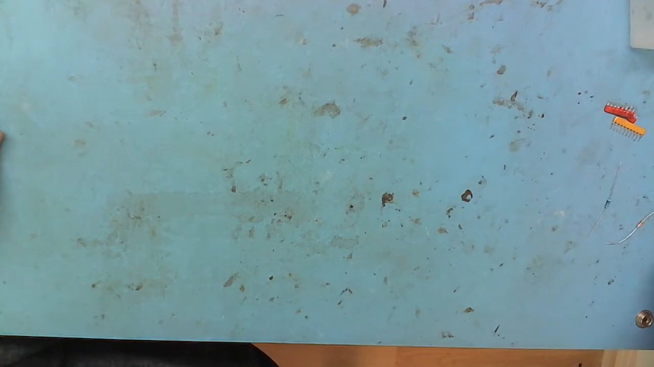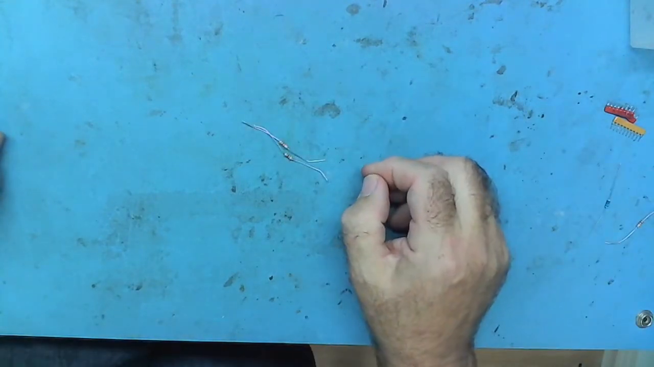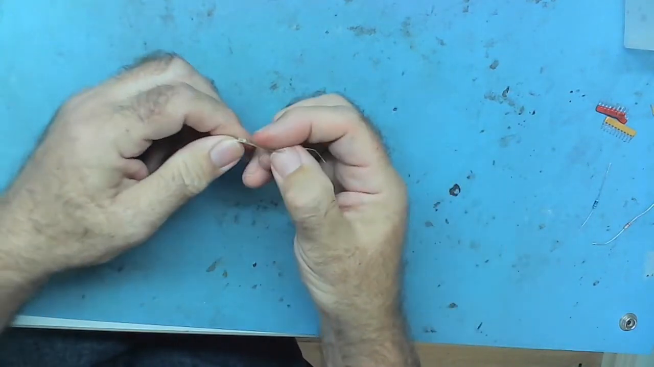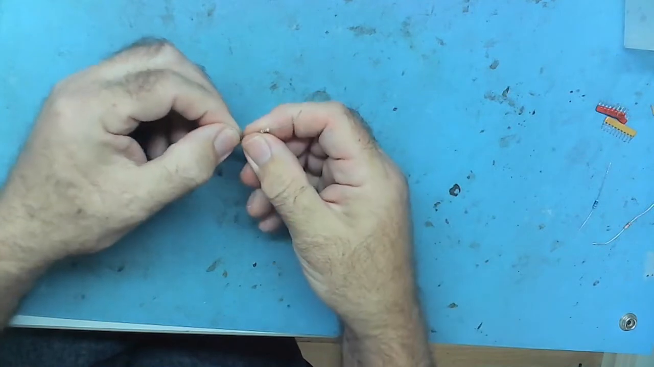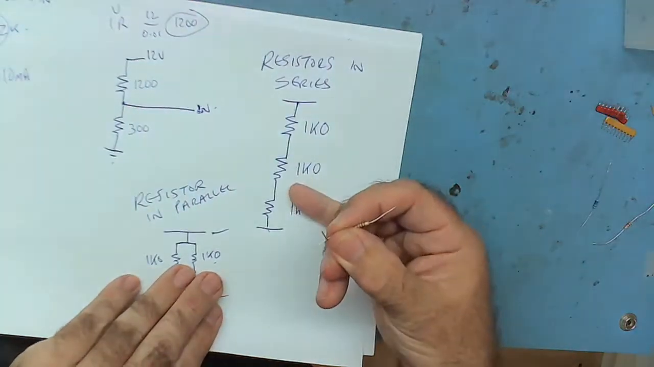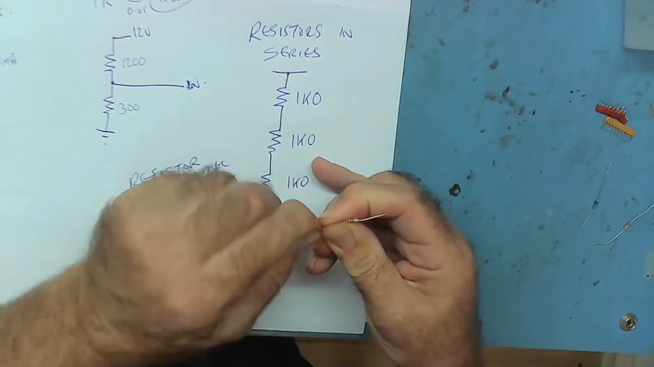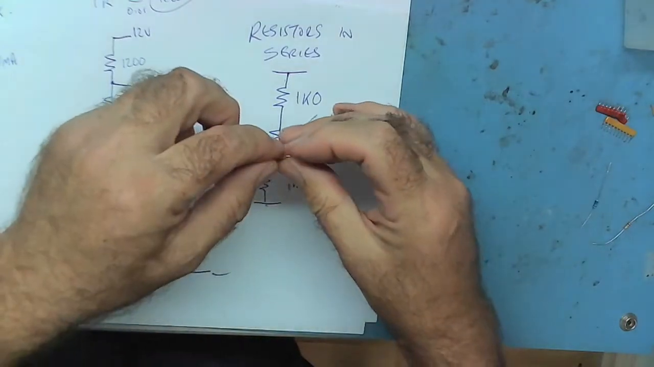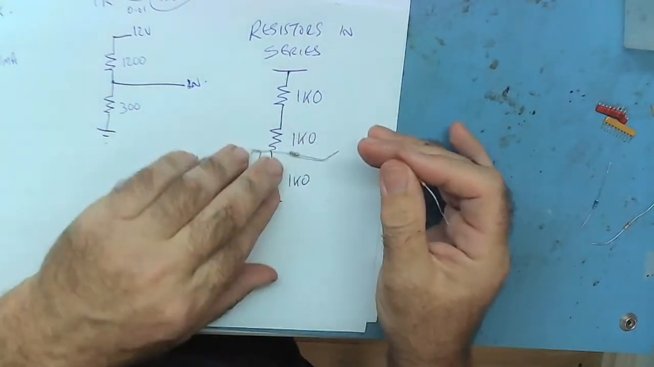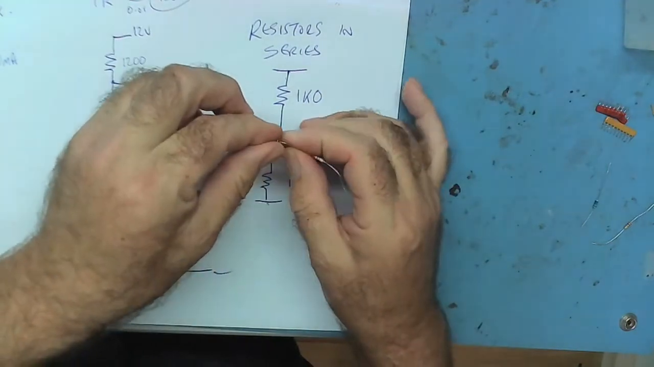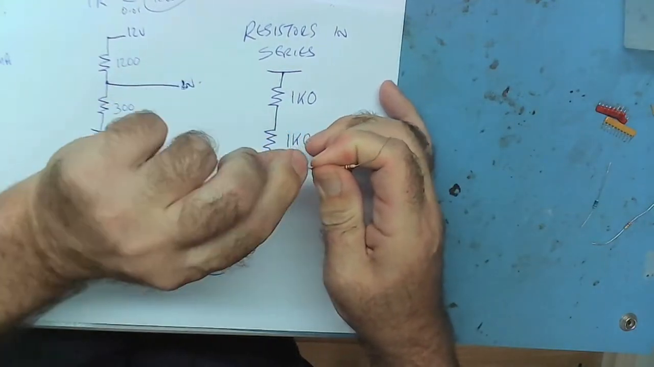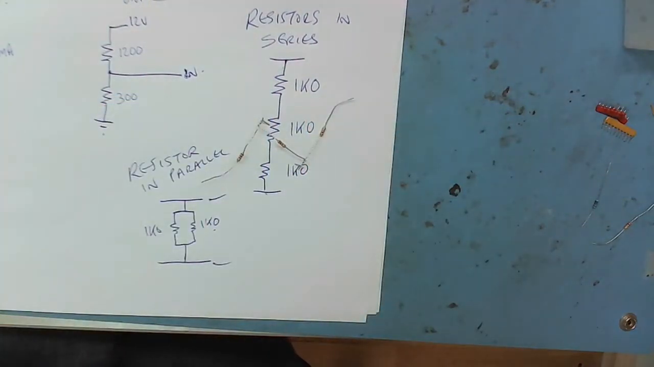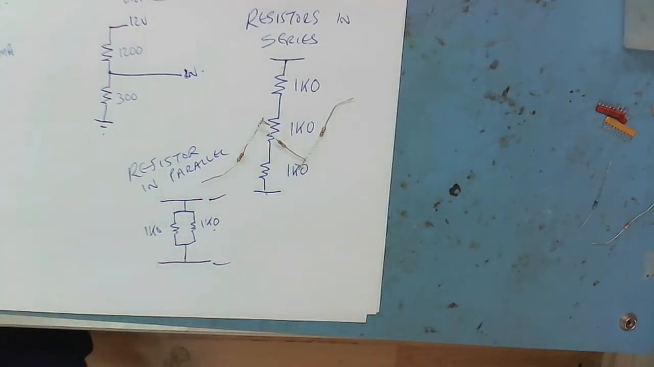Okay, so here we have some resistors. These are 1000 ohm resistors, brown, black, red. And we'll make this circuit that we had here, just by twisting the legs together. 1, 2, 3. Three resistors. There's our circuit. And we'll get our ohm meter.